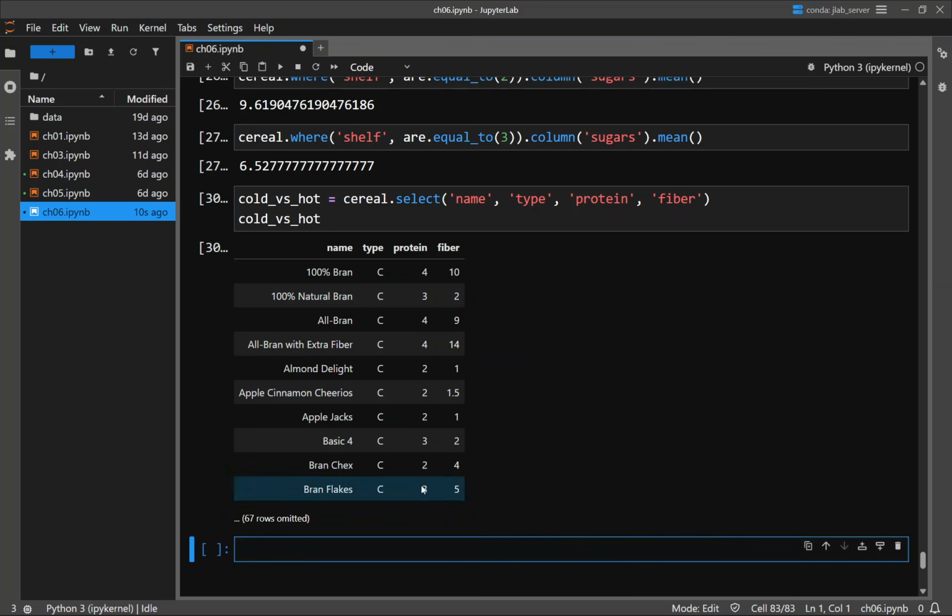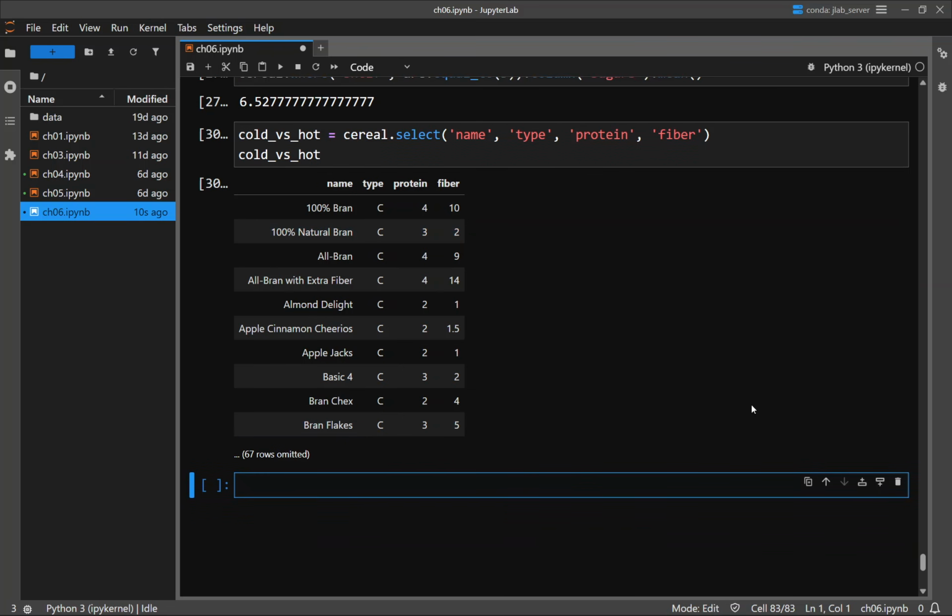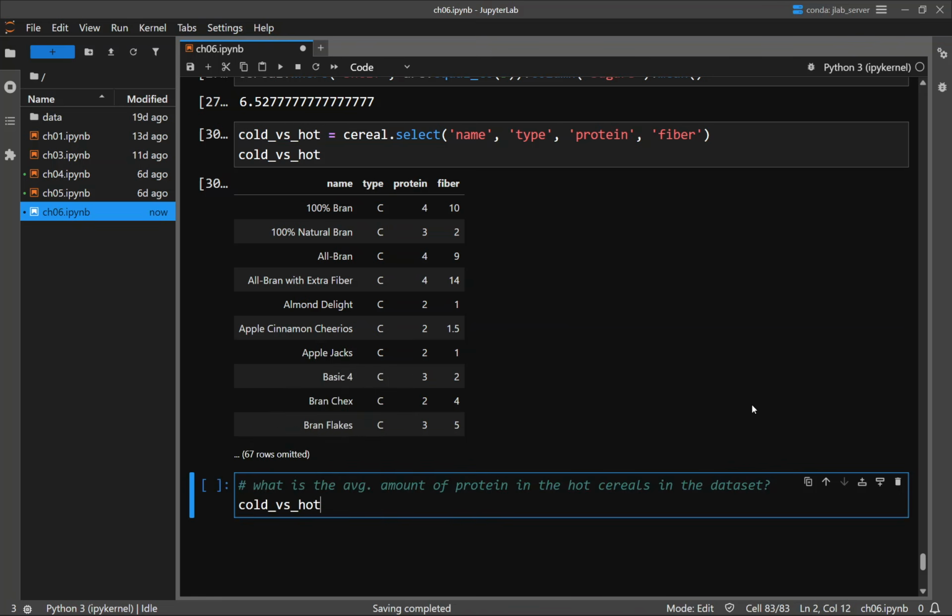And so for this smaller table, let's find the average amount of protein in the hot cereals. Let's ask this question first: what is the average amount of protein in the hot cereals in the data set? That would be take the table, go and find all the hot cereals, and that's where type is H. So it's C for cold, H for hot. So do where the type values are equal to capital H. And so here's all the hot cereals.